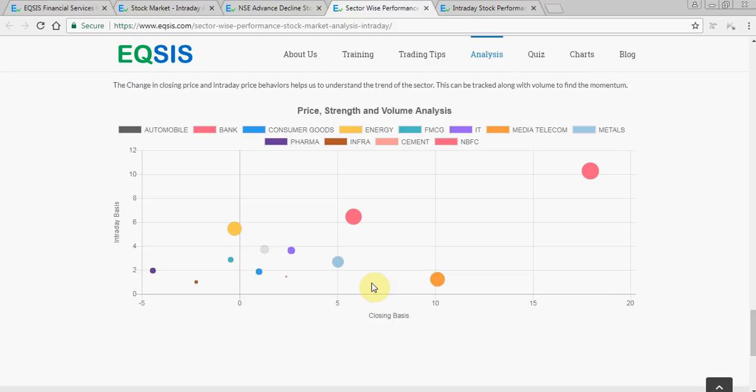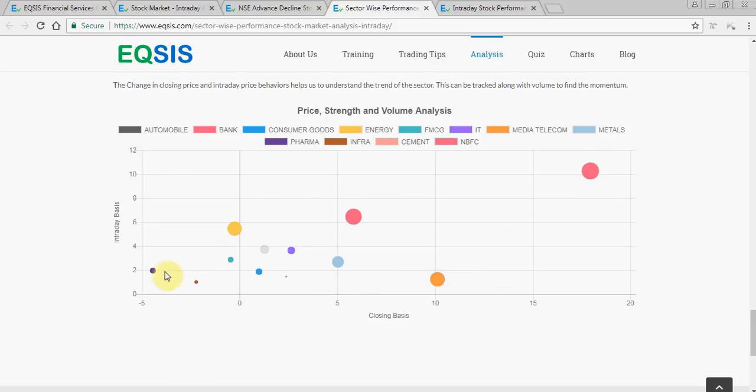How can I identify all this through one shot? These particular charts can help you. How? It's very simple. Look at this. If I mouse over on this, banking from the closing basis did really well, because look, it's very positive, and it is closed as one of the top when it comes to the sentiment. This is an intraday behavior, and this is the closing behavior. And the size of the bubble indicates the volume. When compared to any other sector, I'm sure this sector got a good amount of volume.